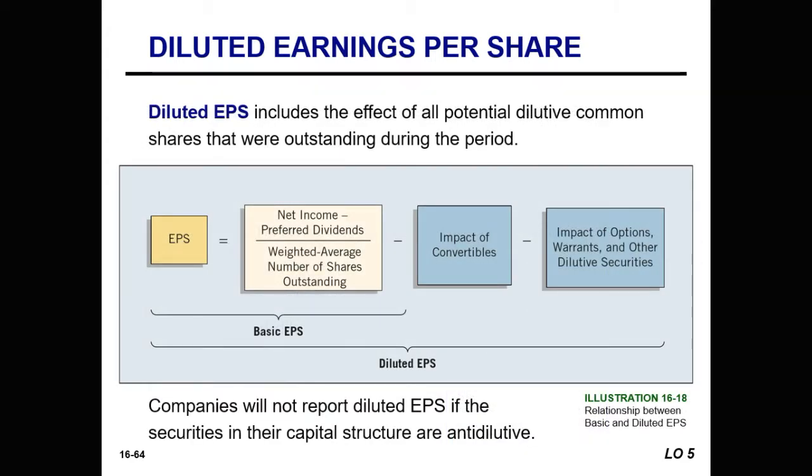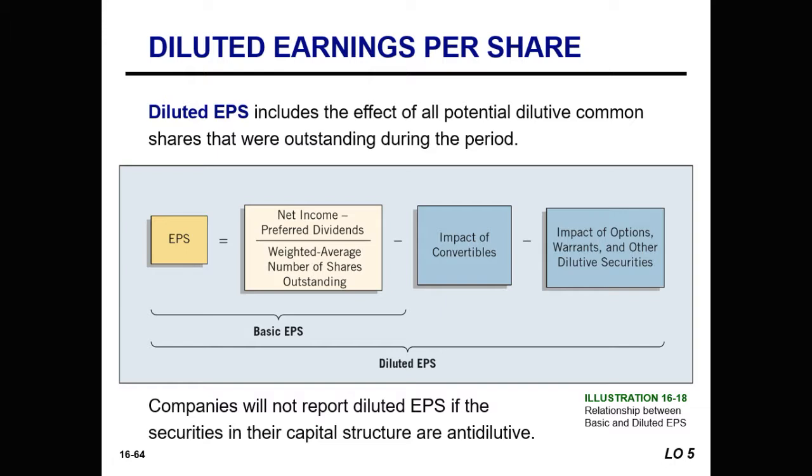When we think about diluted EPS, the diluted EPS calculation includes the effect of all the potential dilutive common shares that were outstanding during the period. So it starts with basic EPS and then takes into consideration the impact of convertibles and the impact of options, warrants, and other dilutive securities that are present at that point in time. Companies won't report their diluted EPS if the securities in their capital structure are anti-dilutive.